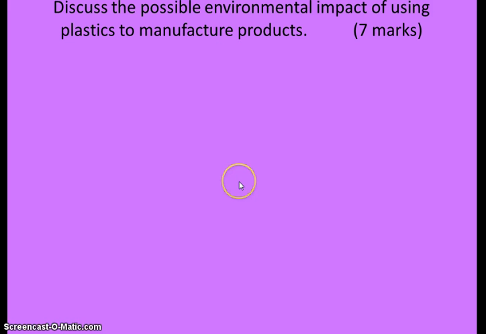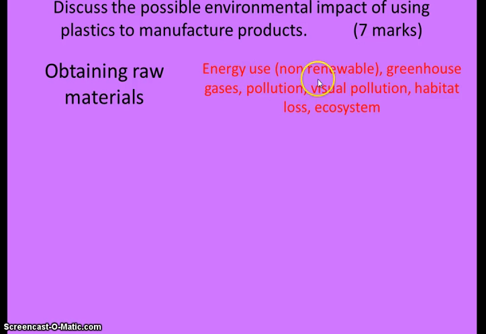So looking at that question and what it's asked you to do: discuss the possible environmental impact of using plastics to manufacture products, 7 marks. You have to make 7 different points. So if you are talking about obtaining raw materials, you can talk about the use of energy, non-renewable energies, how that can affect the greenhouse effect by producing greenhouse gases, pollution, visual pollution. So that's the ugly oil rigs that might be sat in the middle of a beautiful ocean. Habitat loss, damage to ecosystems.